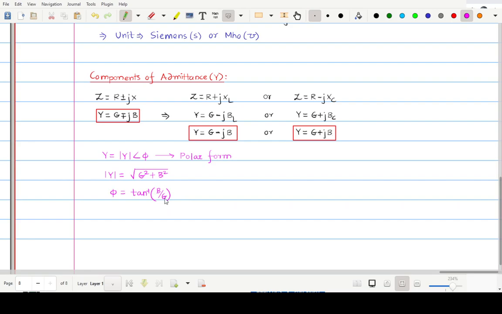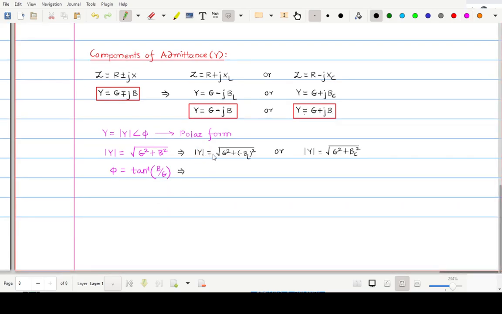So B upon G. Two possibilities you are getting. Mod of Y will be equal to square root of G square plus minus BL square. Means in case of inductor, your imaginary part becomes negative. In case of capacitance, your imaginary part is positive, so plus BC square. So this is your magnitude.